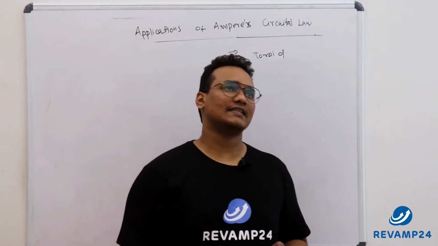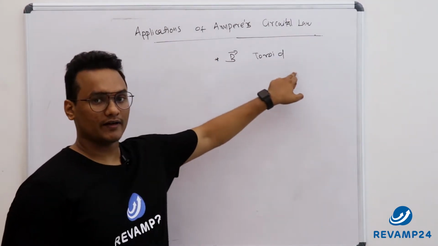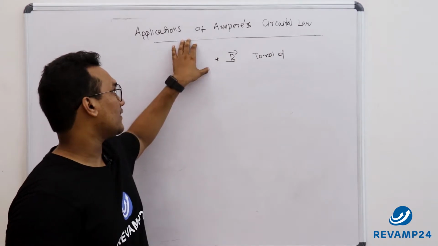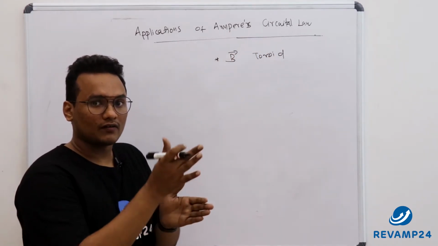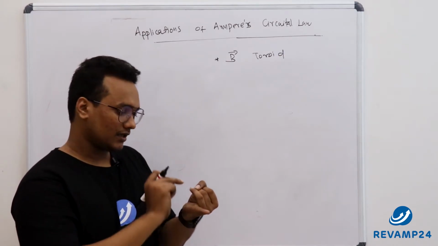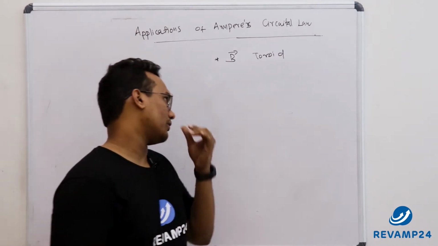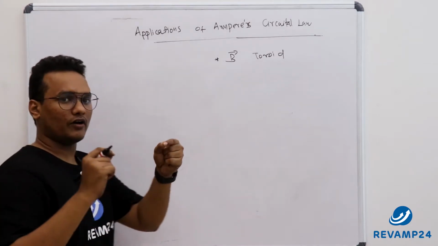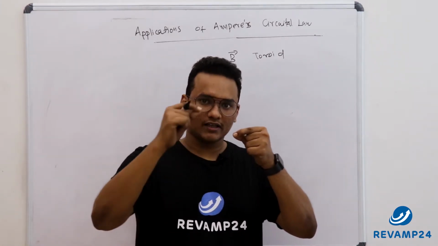In this video, we will see the magnetic field due to a toroid. This is also an application of Ampere's circuital theorem. So far we have learned the magnetic field due to a straight current carrying conductor and the magnetic field due to a solenoid. So what is a solenoid? A straight wire wound in the form of a spring.